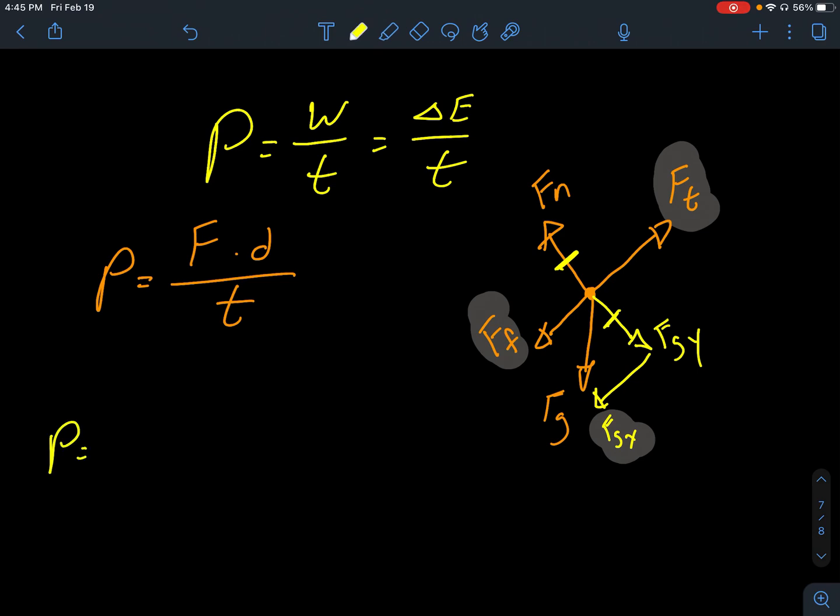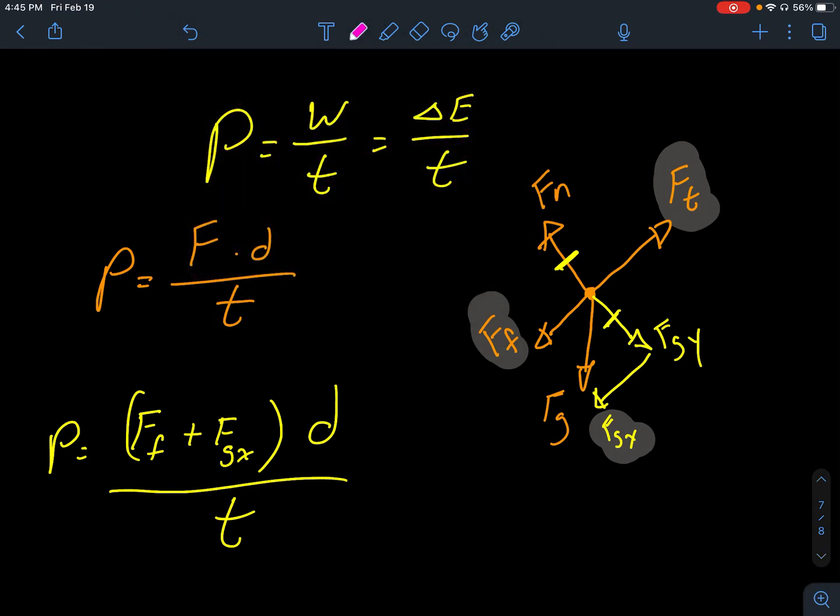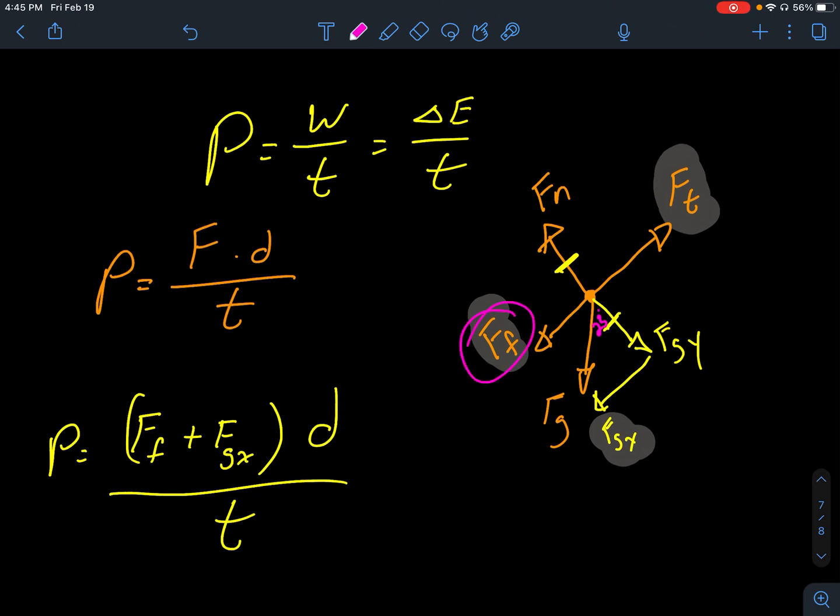That the power is going to be the force of friction plus the force of gravity in our x direction, times some distance over time. So we're given some information to be able to do that. We're given an angle, 23 degrees. However you determine this force of friction and gravity component, whether you do it like up in the problem or as a derivation, that's kind of up to you, because we do have the mass.